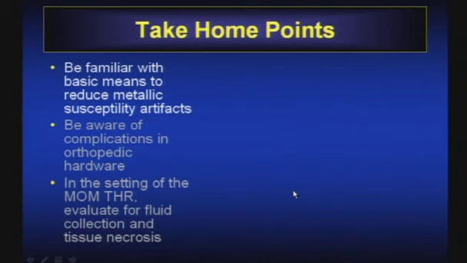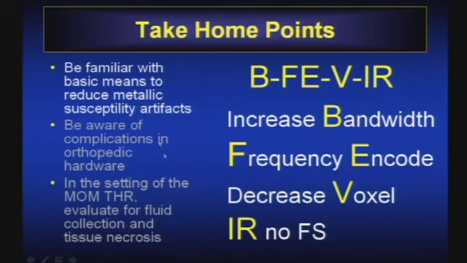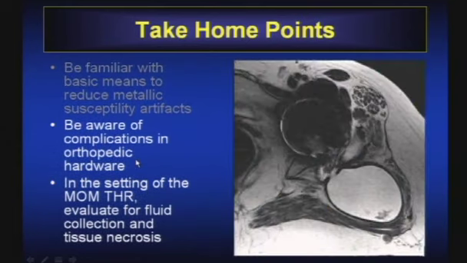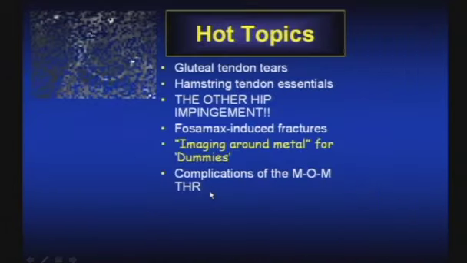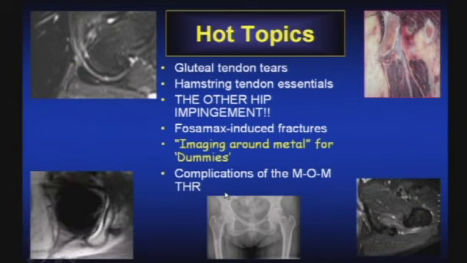So the take-home points here about imaging around metal and about metallosis in general are to be familiar with basic means to reduce metallic susceptibility artifacts. Not that you need another mnemonic, but here's one that might help you out a little bit. Increase the bandwidth, play with phase and frequency encode, decrease voxel size, inversion recovery, no fat suppression. Be aware of the complications of orthopedic hardware. We focused on one today, which is a truly hot topic in the orthopedic and radiology literature, that of metallosis, or some refer to it as ALVAL. And in the setting of the metal on metals, know that you're looking for fluid collections and tissue necrosis.